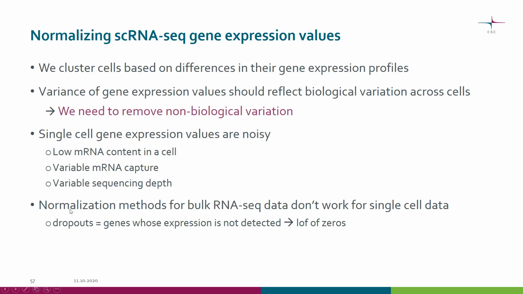Now, you might be familiar with normalization methods for the total RNA-seq data, for example, the methods in the DESeq2 package. These methods don't necessarily work very well for single-cell data because single-cell data is characterized by dropouts, in other words, genes whose expression is not detected. So the gene itself might be expressed, we just don't detect the expression. And so, in other words, in the data, we have lots of zeros.